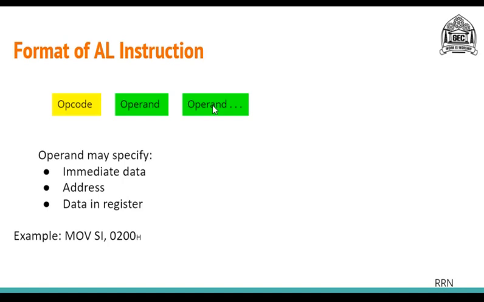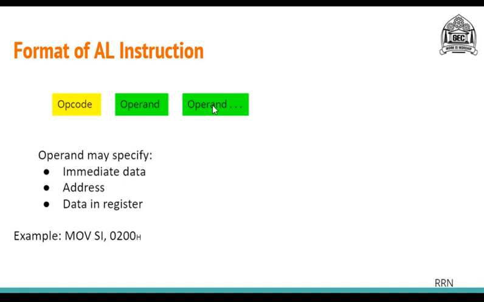So it can specify immediate data, that is the actual data on which we will perform the operation. Or it can specify the address, that means we are going to specify the address where the data is located. Or it can specify the data which is there in the register. So your operand can be three things. Operand can be an immediate data, which is the raw format of the data, raw data with which you want to perform the operation. It can be an address or the memory location where the data resides, or it can be a data which is present in the register.